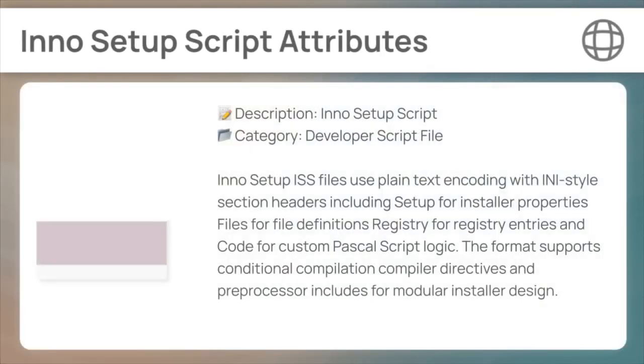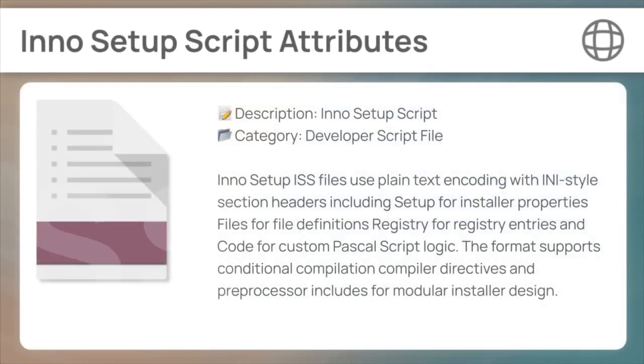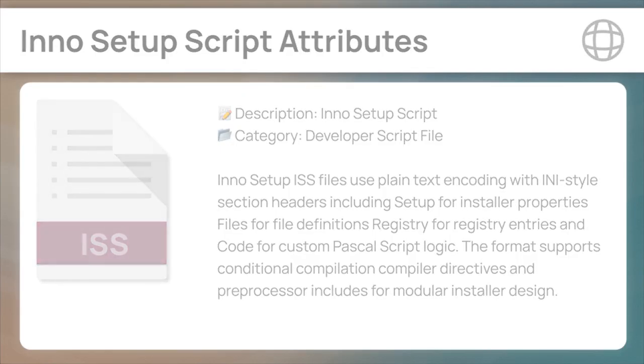Inno Setup ISS files use plain text encoding with INI style section headers, including Setup for installer properties, Files for file definitions, Registry for registry entries, and Code for custom Pascal script logic. The format supports conditional compilation, compiler directives, and preprocessor includes for modular installer design.